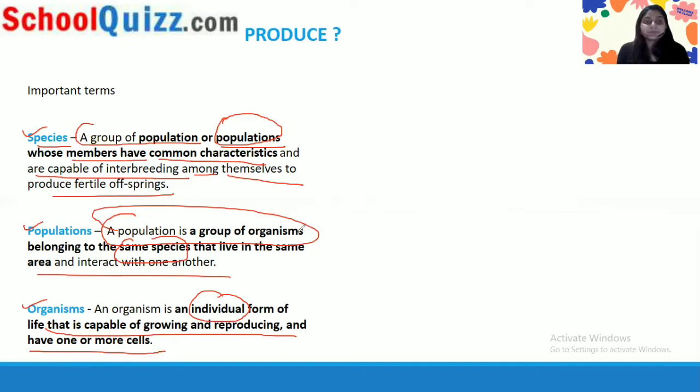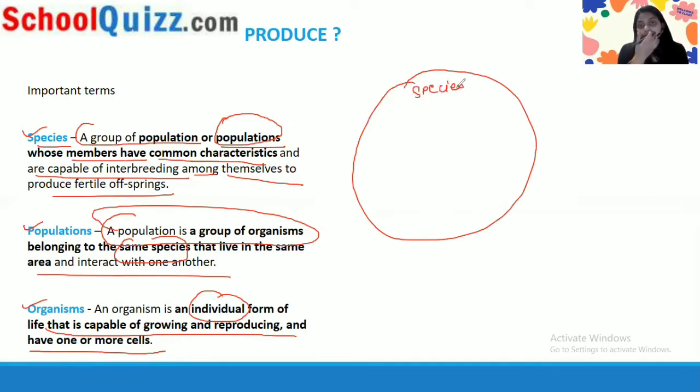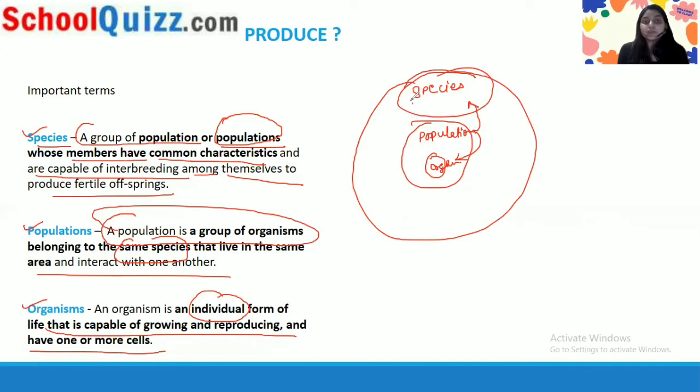Okay, so let's take an example. This is a species, this is a population, and this is an organism. So population is the group of organisms of the same species. And what is species? Species is the group of populations.